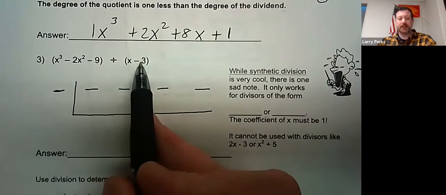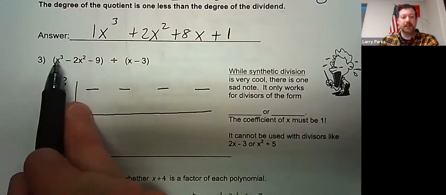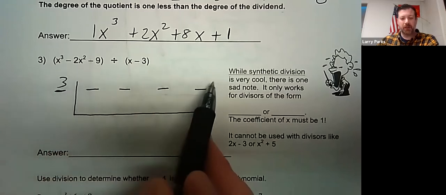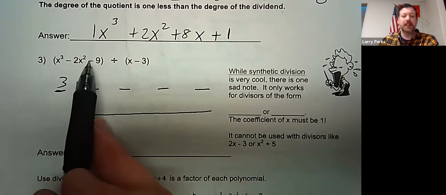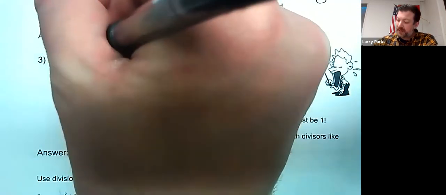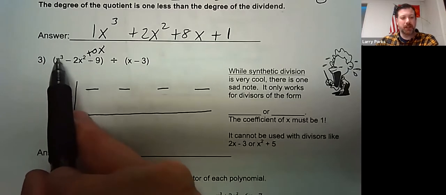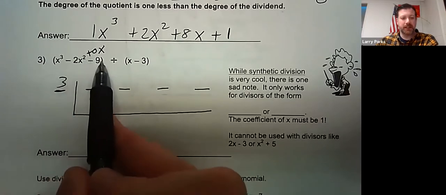So what number minus 3 is 0? That'd be positive 3. You only have 3 terms. You need 4. Which term are you missing? You're missing the x term, so it'd be plus 0x right here. So your coefficients will be 1, -2, 0, -9.